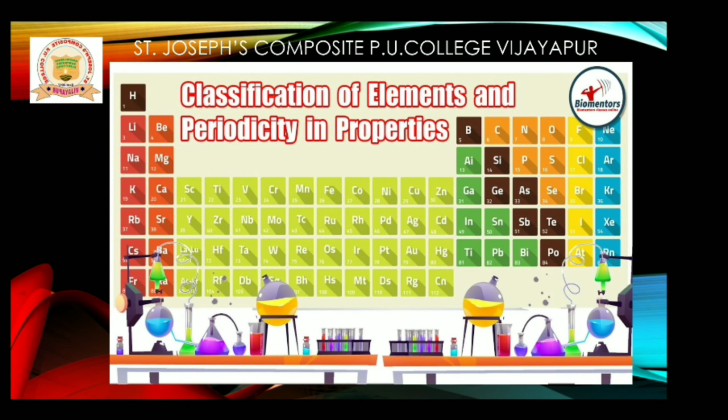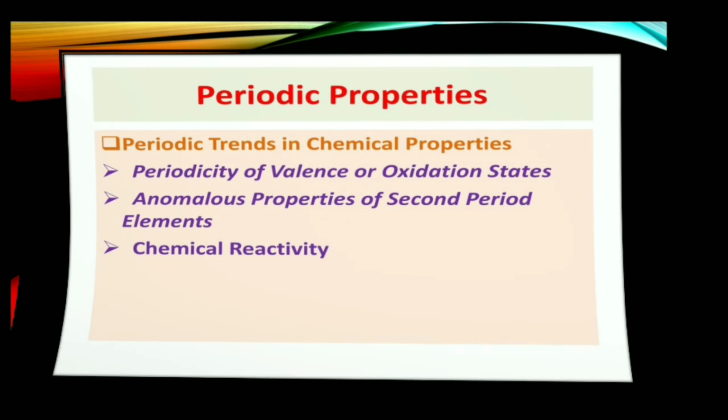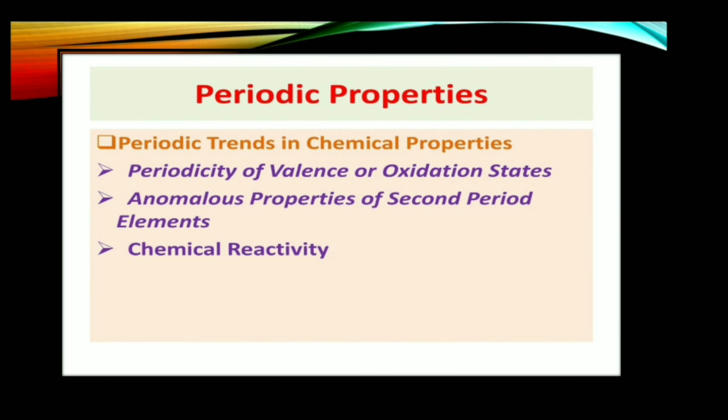Dear students, welcome back to the next session of classification of elements and periodicity in properties. Here we are going to discuss periodic trends in chemical properties, which include periodicity of valence or oxidation states, anomalous properties of second period elements, and chemical reactivity.